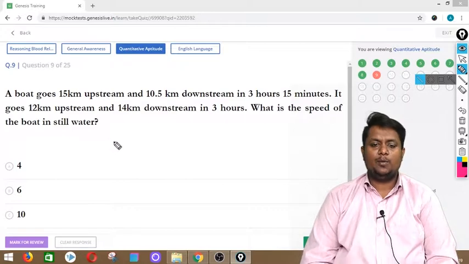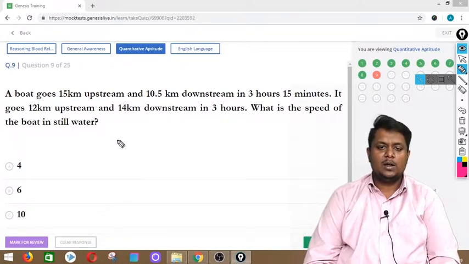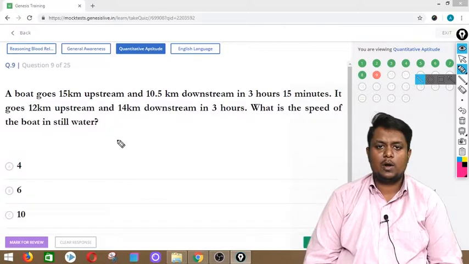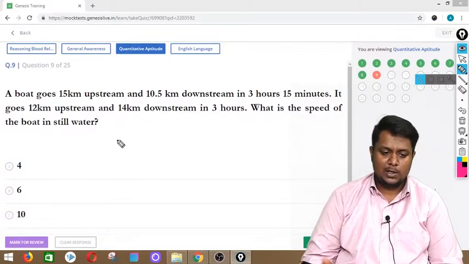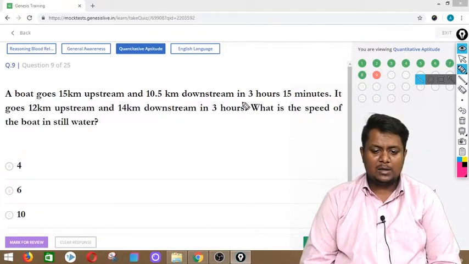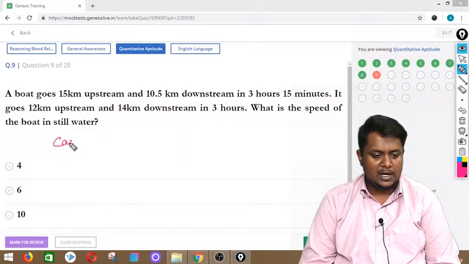we know that when the boat is going upstream, the overall speed gets reduced because the boat has to oppose the river flow and move up. And when the boat goes downstream, the overall speed gets increased because the boat goes along with the river, so the overall speed is high. Now, total 3 hours 15 minutes. Time taken, so there are two cases here.